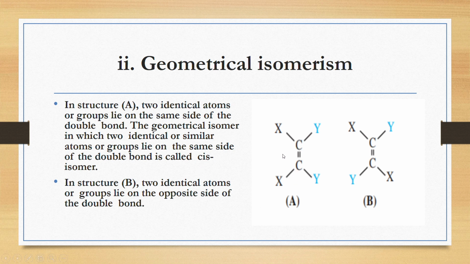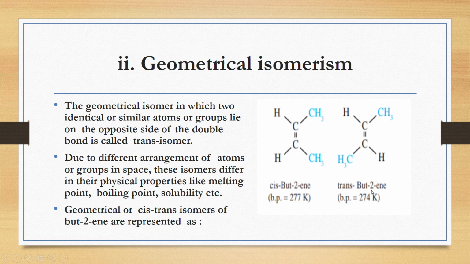In structure A, same groups are lying on the same side of the double bond. So such an isomer is called a cis isomer. Whereas in structure B, identical atoms or groups are lying on the opposite side of the double bond. Such an isomer is called a trans isomer. Due to the different arrangement of atoms or groups in space, these isomers differ in their physical properties like melting point, boiling point, solubility, etc.